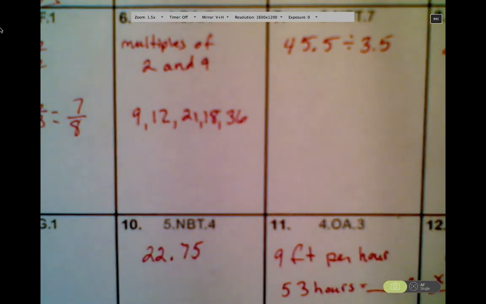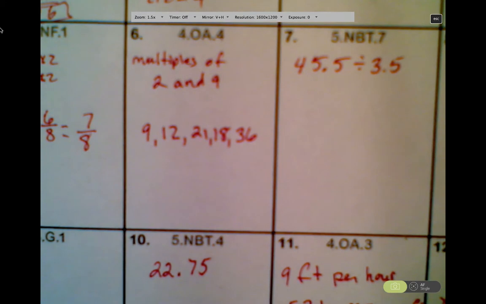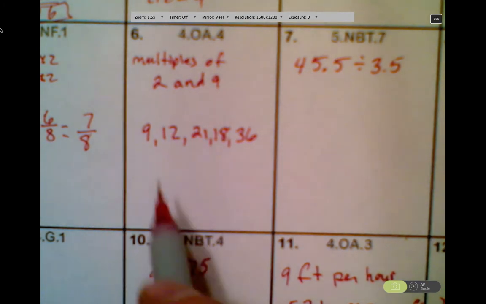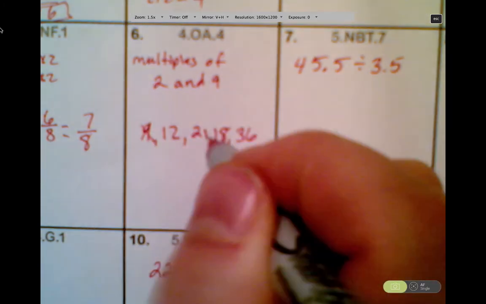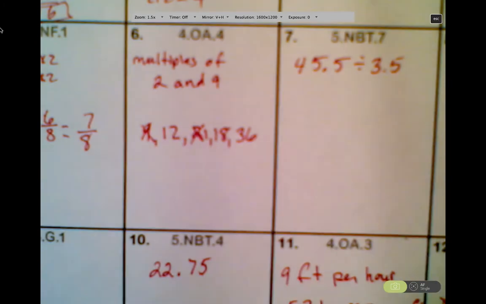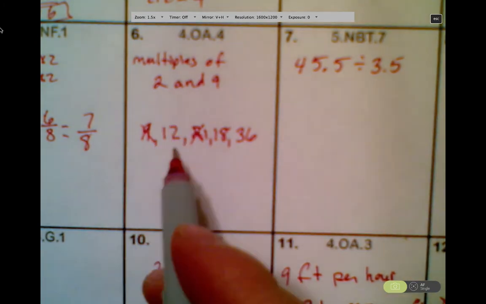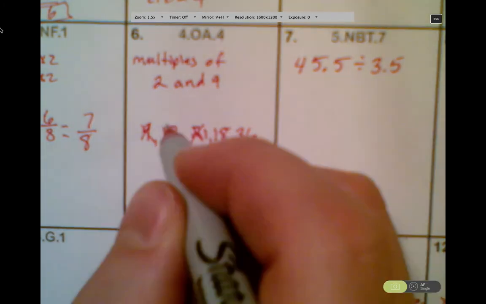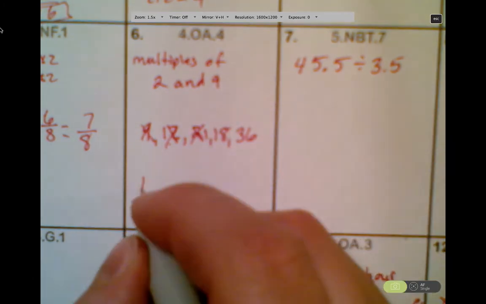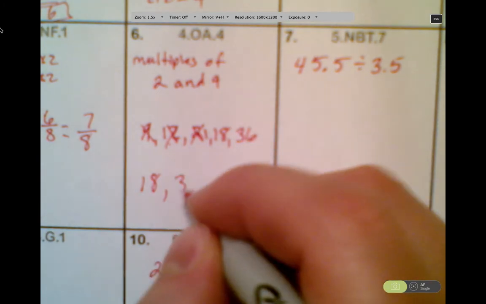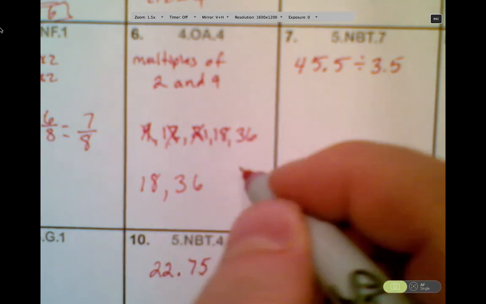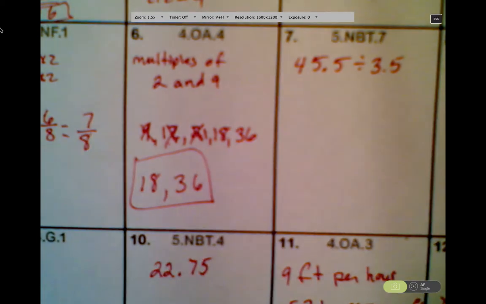Okay, number 6. I need to find multiples of 2 and 9. 2 only goes into even numbers, so I can cancel out all my odds. Those are all gone. Well, those 2 anyway. 2 goes into 12, but 9 does not go into 12. That's gone. 2 goes into 18, so does 9. So we got 18. And 2 goes into 36, and so does 9. So it's 18 and 36. Here's your answer. And those are both multiples.